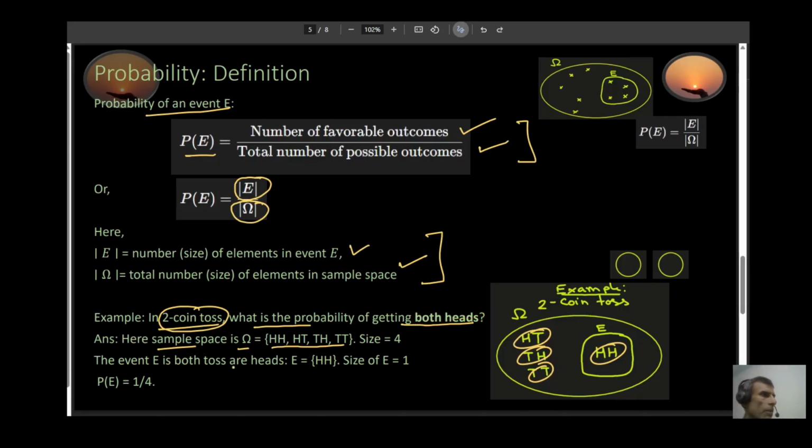So my event E is both tosses are head. Head and head are the only possible outcomes for E. So the size of E in this case is 1 because there is only one element. So the probability of E is 1 over 4. I'm using this formula to come up with this answer.